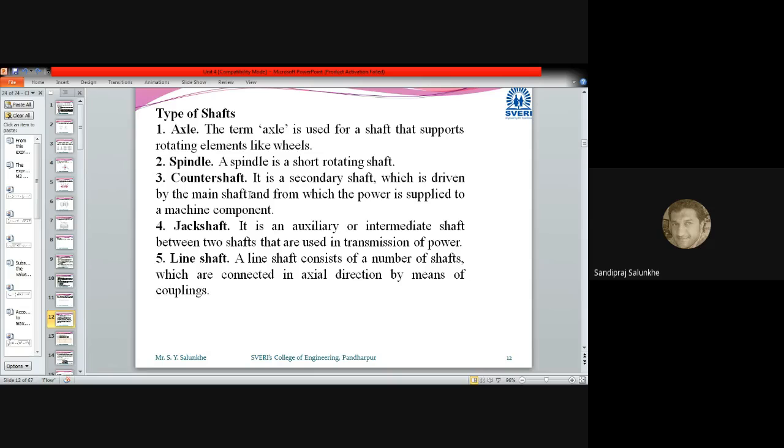Then next is the jack shaft. It is actually an auxiliary shaft.